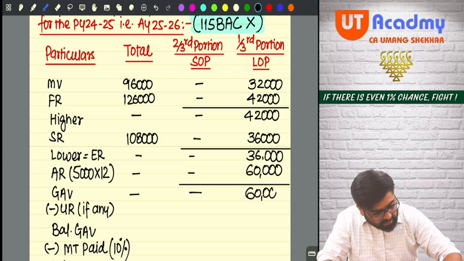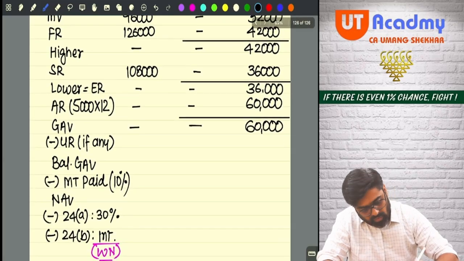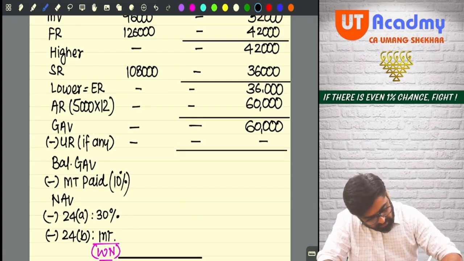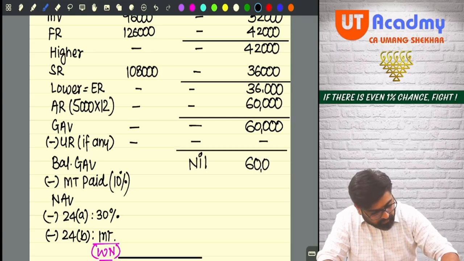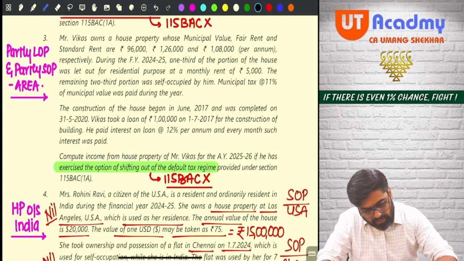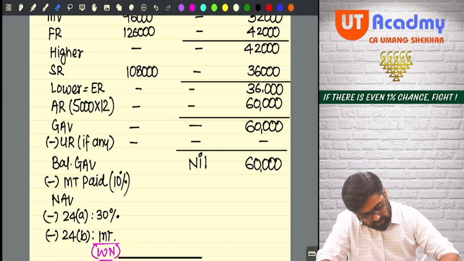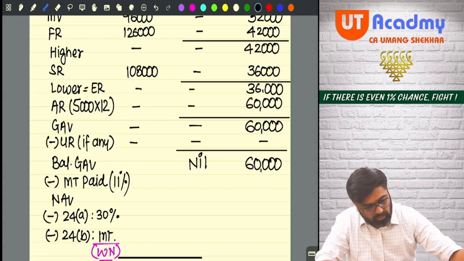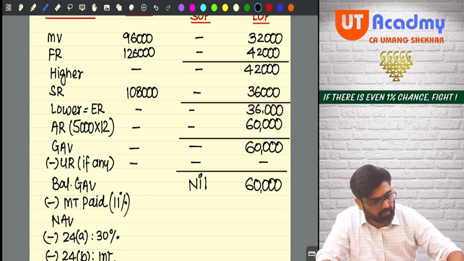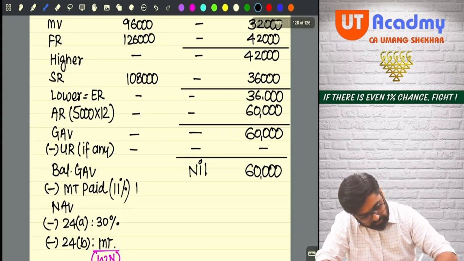Was there any unrealized rent, friends? No unrealized rent. Very good. So can I say my final balance GAV will be nil here and 60,000 here? Sure. Now how much is the municipal taxes paid? 11%, no? So I will change it to 11%. Municipal tax 11%. So 96,000 into 11% will give me 10,560.